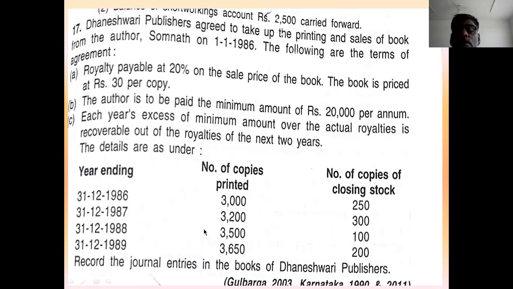Okay. On the basis of this, I will prepare the chart. Any doubt about this? First royalty is 20% on 30 rupees, that is 6 rupees. Second, minimum rent is 20,000. Third point, recovery of short working, next 2 years. Clear? Now we prepare the chart. You see the chart.